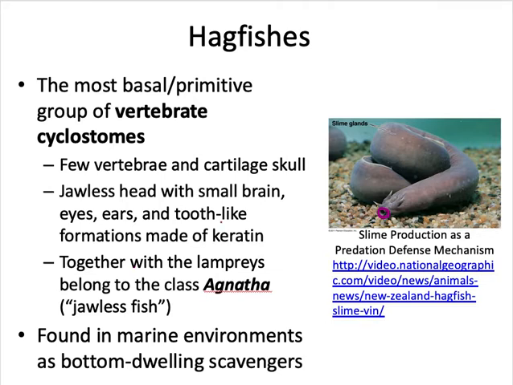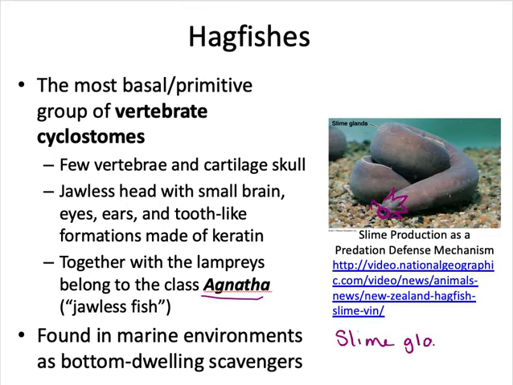They eat with these tooth-like keratin formations that surround the mouth, and they belong to the class Agnatha along with the lamprey. They are scavengers, so that means that they're not predators. They don't eat living animals, but they'll scavenge on dead animals that fall to the bottom of the ocean. So they're marine scavengers, and a notable feature that they have are these slime glands.